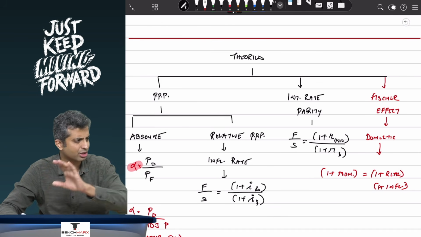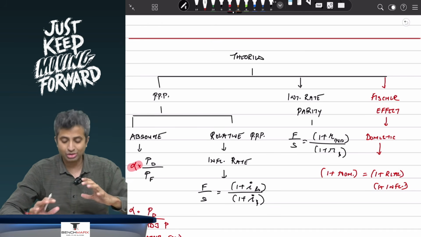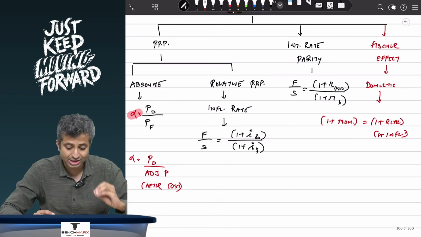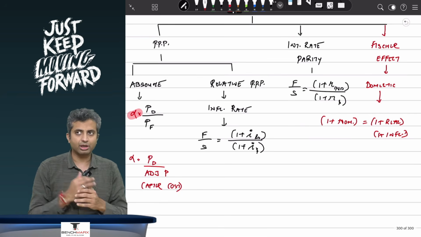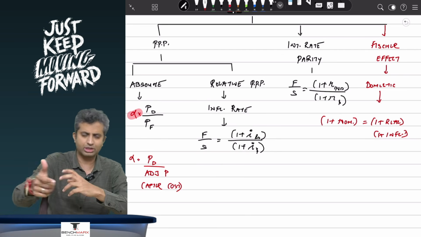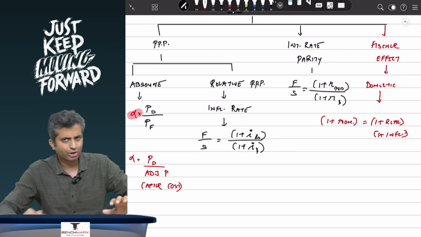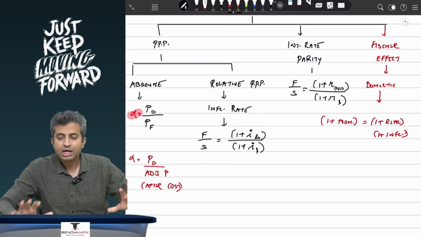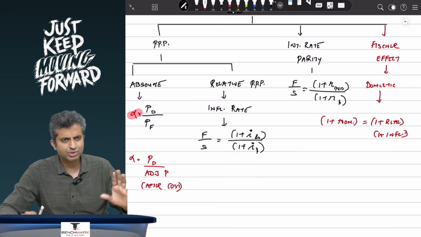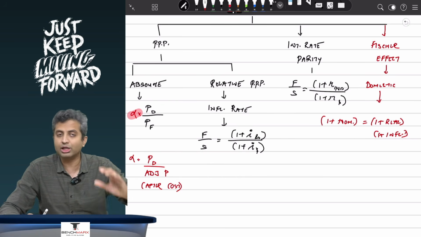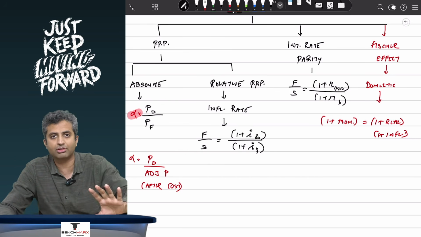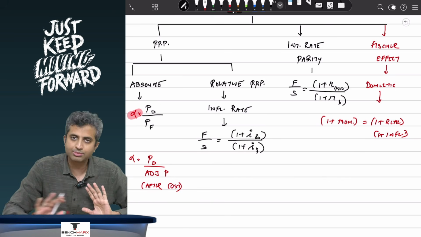So you'll have 1 plus the nominal rate into 1 plus inflation. So a nominal rate is higher in a country where inflation is higher. A nominal rate is lower where inflation is lower. So this is what we have done multiple times. If they tell you to show the working as per the domestic Fisher effect, well, this is the working as per the domestic Fisher effect.